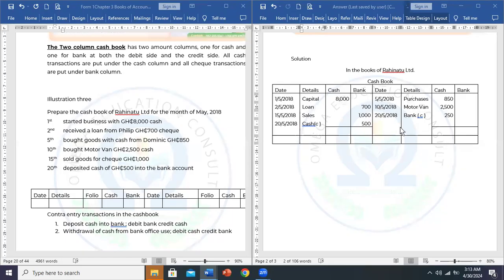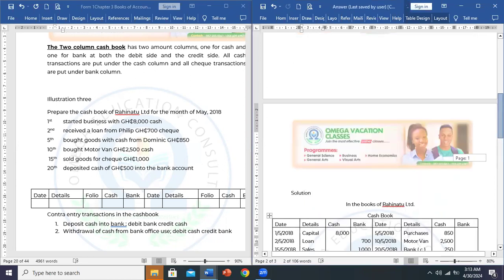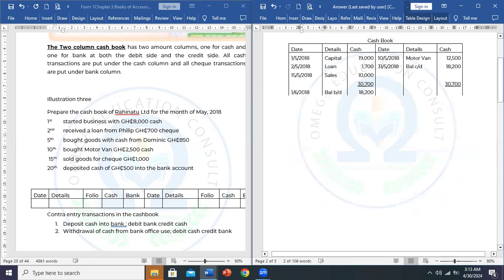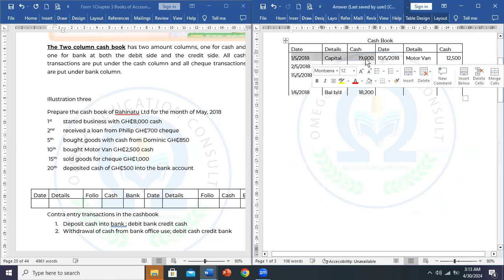Okay, so let's look at the posting. Posting to the ledgers is very simple, like we did for the sales daybook and purchase daybook. Let me pick the first illustration we did. When you are done with your cash book like this, you have to post to the ledgers. You pick them entry by entry. Let's pick this first one. Just for the benefit of doubt, you remember we said we have 5 ledgers.